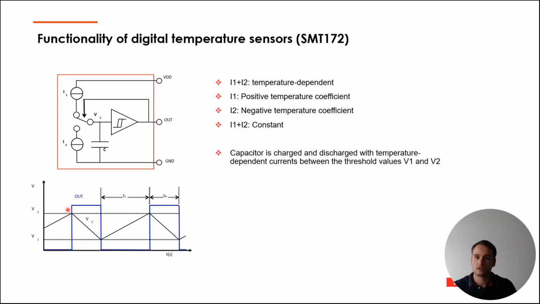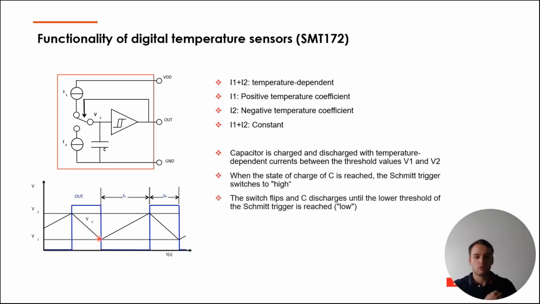We are discharging the capacitor again, but the Schmitt trigger still has a high as an output signal. When we reach the lower charge value, the Schmitt trigger will switch again to 0 as an output signal, and the switch will go back to I1. So we start to charge the capacitor again.